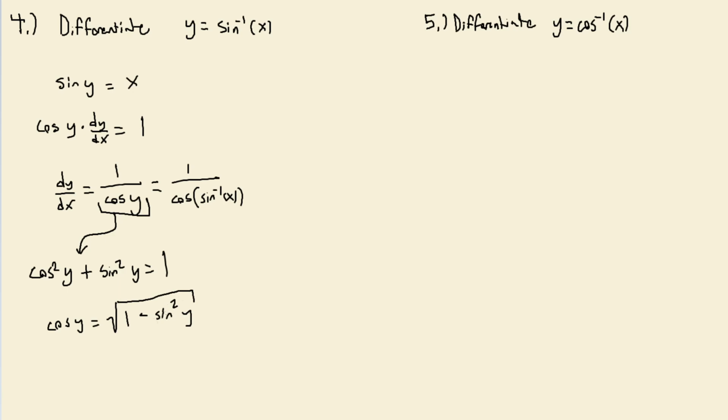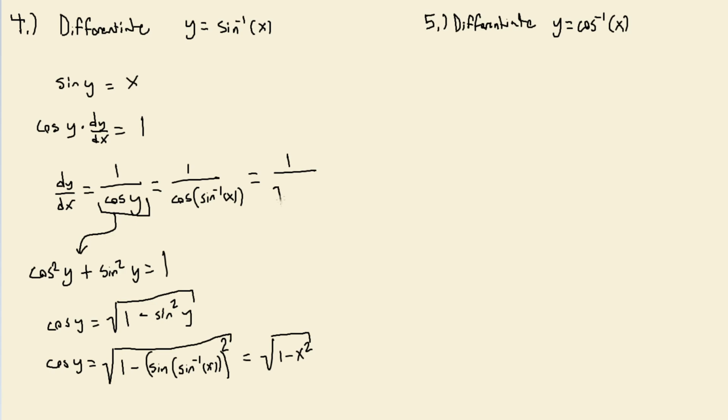And the reason that this is useful is because in this case we're dealing with y equal to the inverse sine of x. So if cosine of y is equal to the square root of 1 minus sine of the inverse sine of x, squared, as that's what sine squared is, then this is just going to reduce very, very nicely to be equal to the square root of 1 minus x squared. And so if we plug that in for cosine of y here, that's the same as saying that this is equal to 1 over the square root of 1 minus x squared.